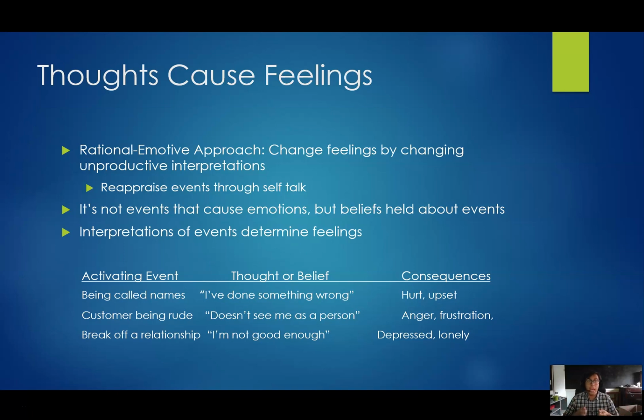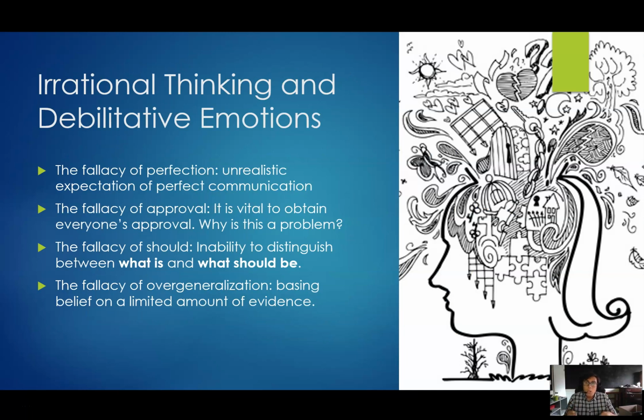Now I can try a new interaction, a new relationship. So we can end up reframing different events to create different emotions. This is hard to do because it takes a lot of self-reflection and a lot of taking a step back from our emotions, but it is possible. We also have some ways that we irrationally think that can cause debilitative emotions.